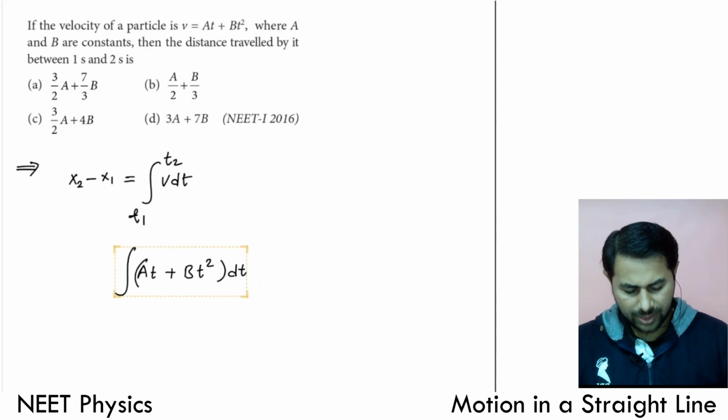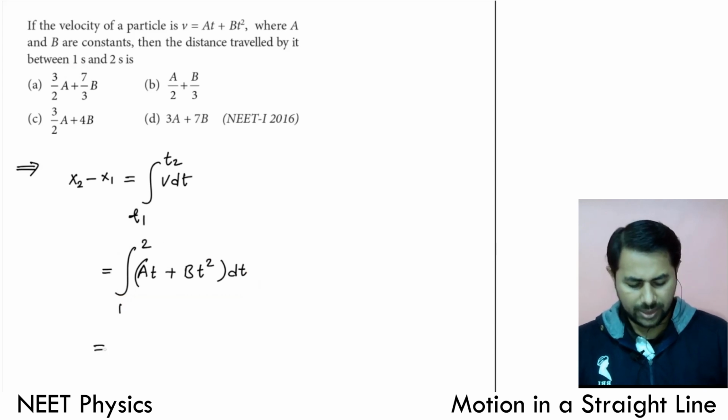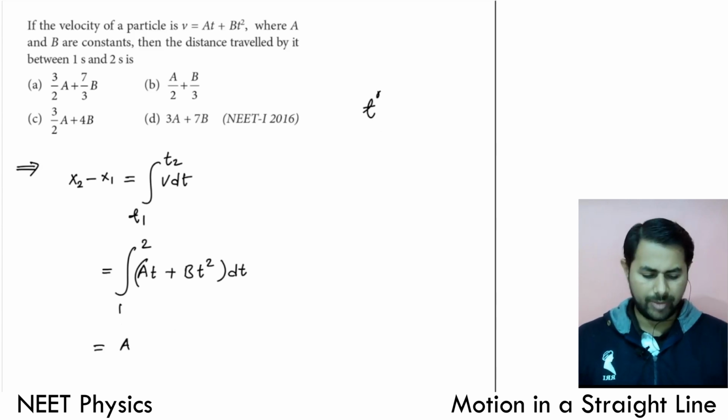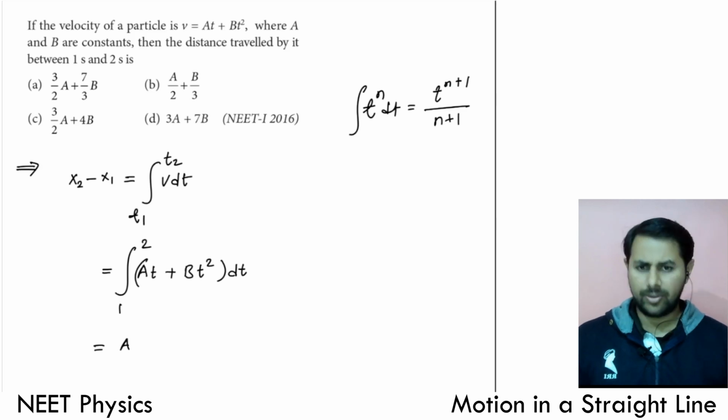Right, and what is initial and final time? So initial time is 1, final time is 2. Then that's simple. What is integration of t? So you have the formula, if you remember, integration of t raised to n dt is t raised to n plus 1 divided by n plus 1. Okay, power law of integration, right? It's option A. Let's check.